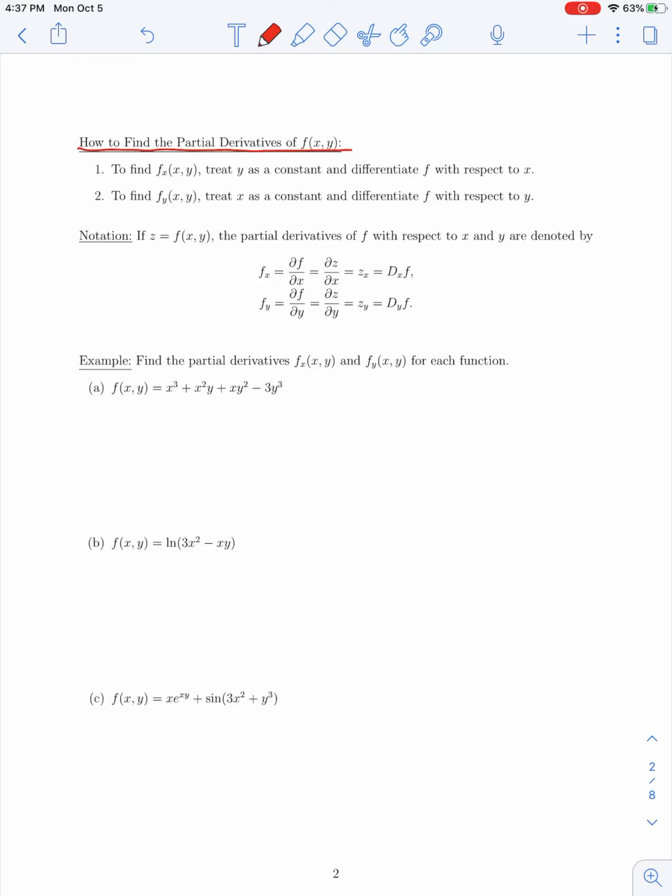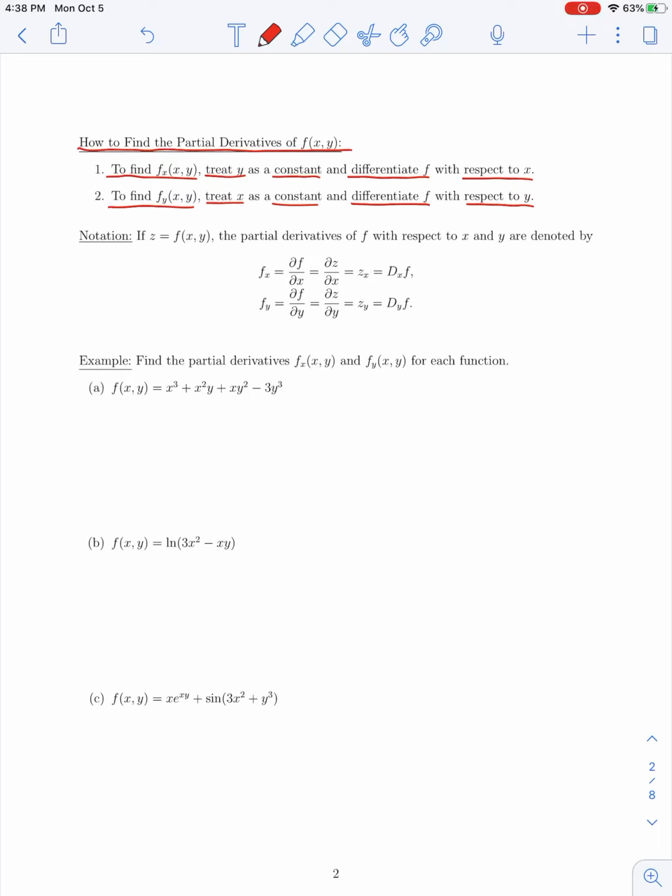So just as we had described in that first example, to find the partial derivative of f with respect to x, we're going to treat the other variable, y, as a constant and differentiate f with respect to the variable x, the same way that we would in Calculus 1. And to find the partial derivative of f with respect to y, we would treat x as a constant and differentiate the function f with respect to y.